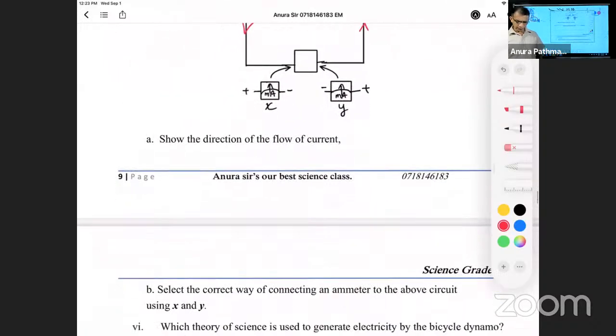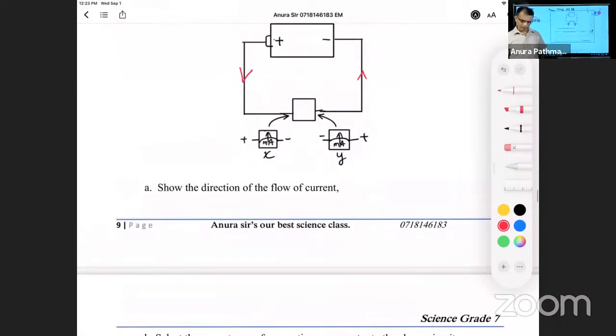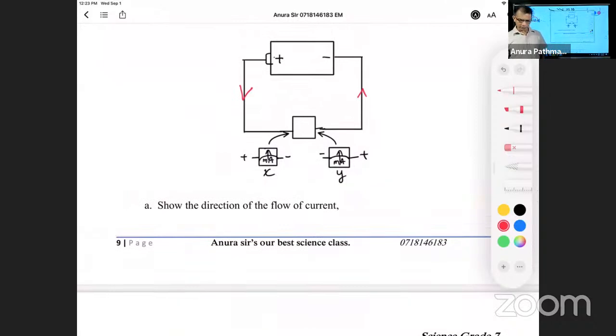Select the correct way of connecting the ammeter to the above circuit. X and Y. Is X correct or Y correct? X is correct. This is the correct one, because positive to positive, negative to negative. Can you get a little bit up?